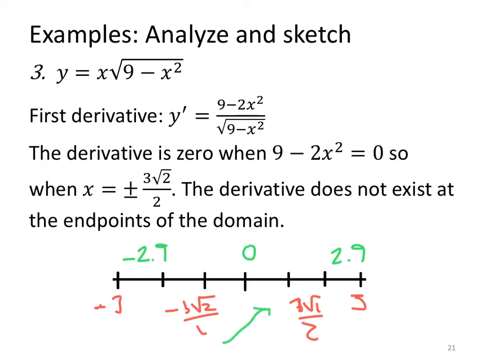When x is 2.9, 2.9 squared is a little less than 9. A little less than 9 times 2 is a little less than 18. 9 minus 18, that's going to be negative. So I know I'll be decreasing on the outsides, increasing in between.